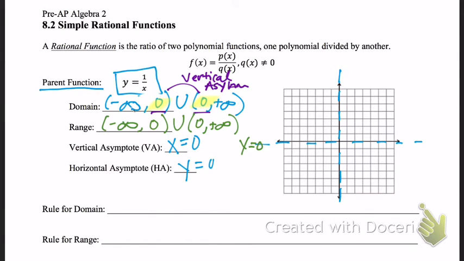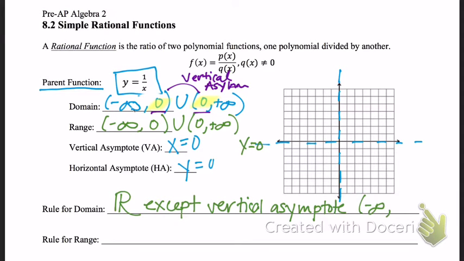So if I were to write rules for domain, it's always going to be all real numbers except your vertical asymptote. So the way that we write it is negative infinity to vertical asymptote, union, vertical asymptote to positive infinity. And it looks like that every single time. And VA just stands for vertical asymptote, whatever that is.